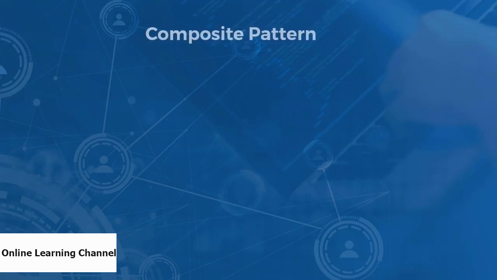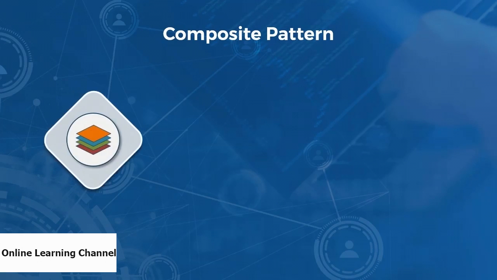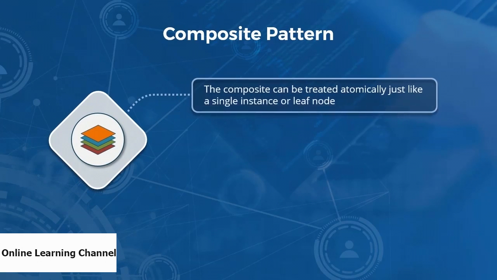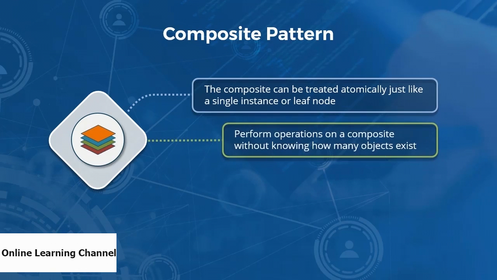If you implement the composite pattern, every object, whether it's a single object or a collection, is thought of as a composite, and the composite can be treated atomically just like a single instance or a leaf node. You'll then just invoke the right methods to perform operations on this composite without knowing how many objects exist, how many objects will be affected due to your operation. You don't care whether it's a single object, two objects, three, or 100.